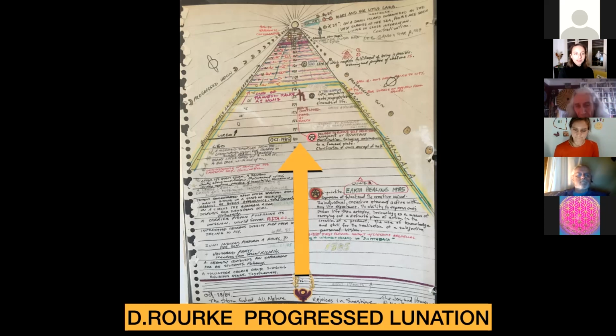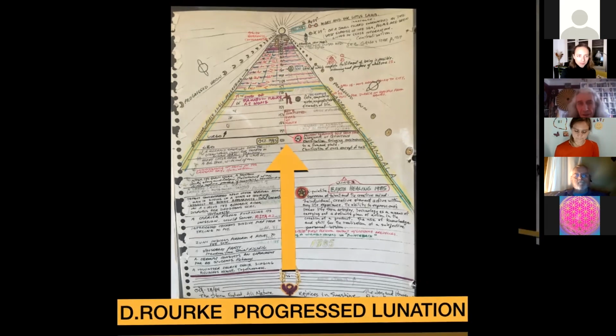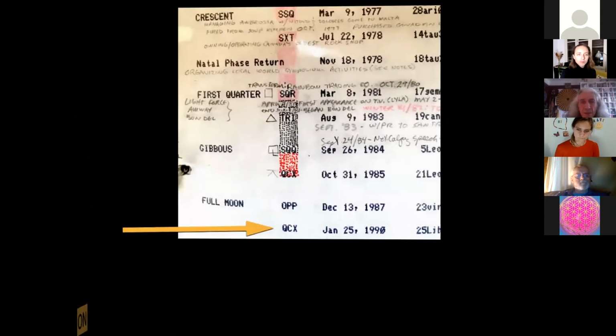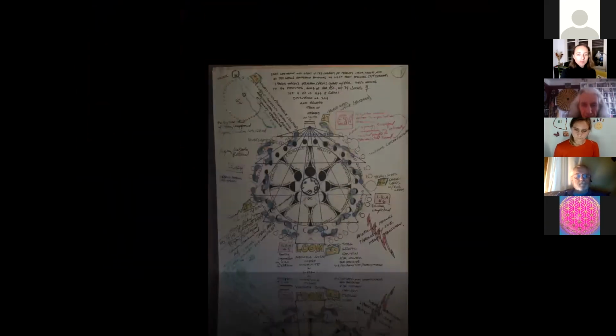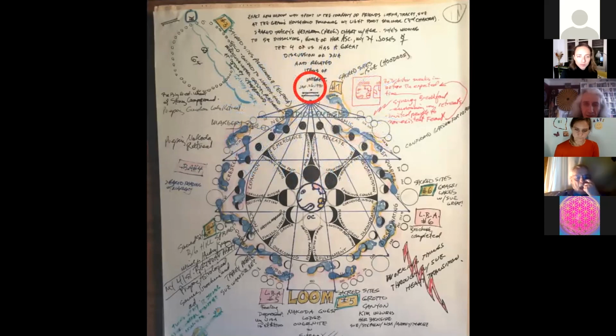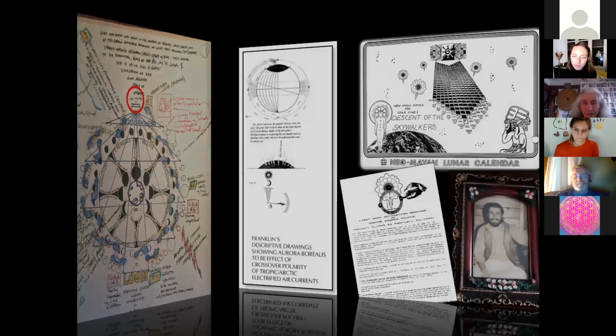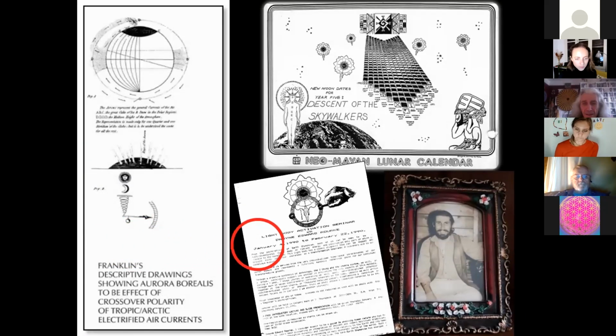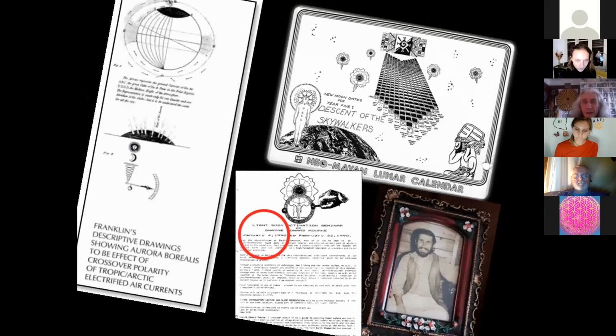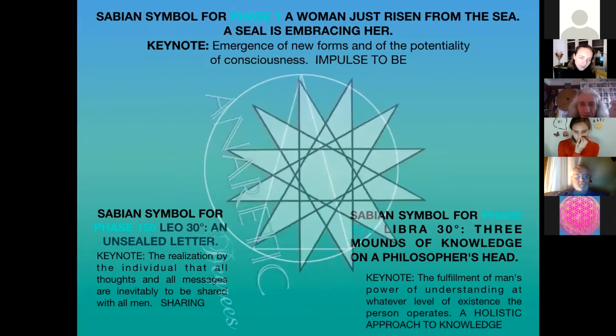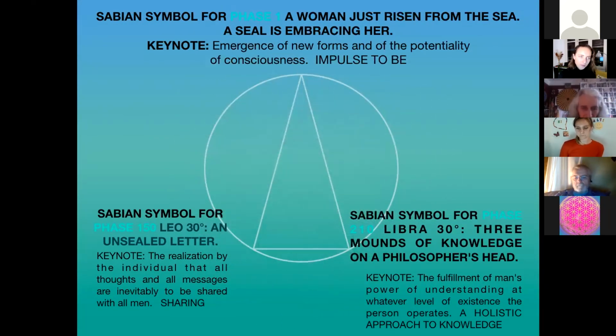And I'm noting that we talked about the Sabian symbols, and the one that aligns with that waxing phase is an unsealed letter. I mean, here I am sharing very intimate aspects of my life with you all. And that's what's called for with that particular symbol, that particular degree.